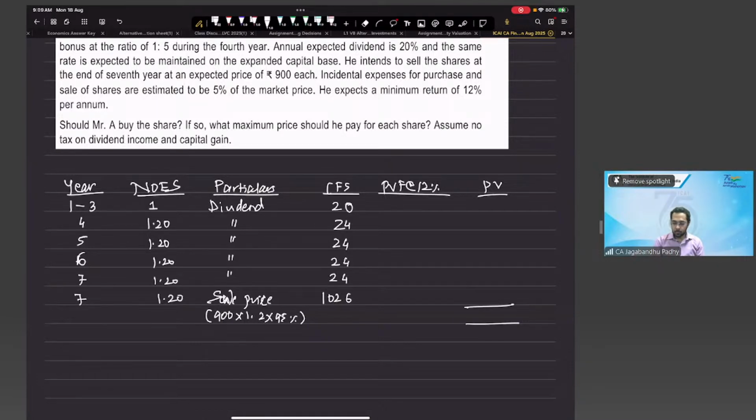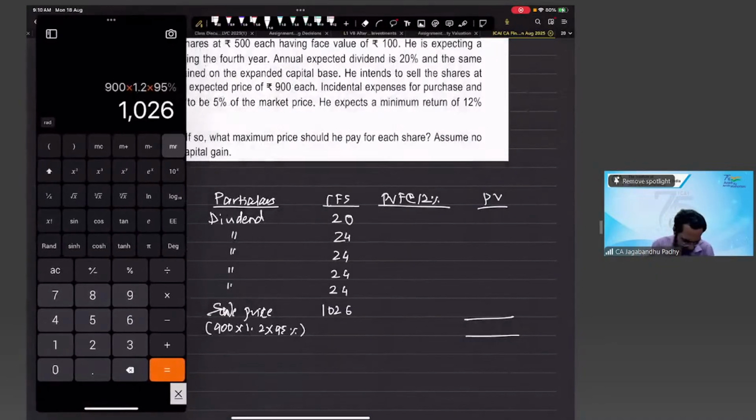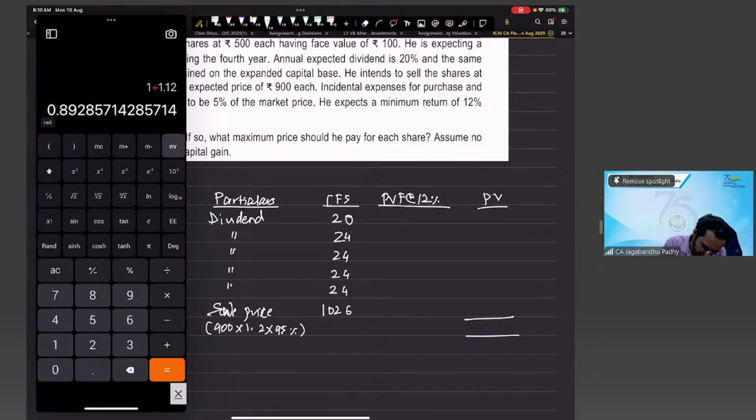563.98. Hmm, that seems to be a very large number. Doesn't seem to be that way. 1 divided by 1.12 equal to 171.34. 664.69.